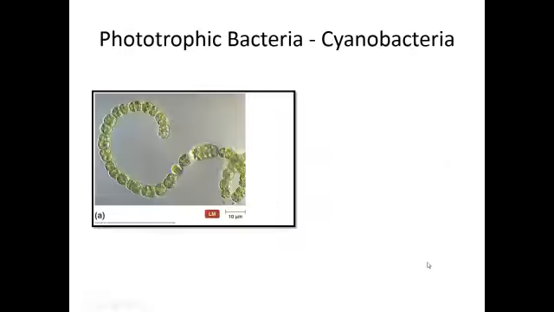Next, let's move on to the cyanobacteria. They undergo oxygenic photosynthesis, or photosynthesis that releases oxygen. Now, from geological records, the cyanobacteria are credited with changing our atmosphere from a reducing atmosphere to an oxygen-containing atmosphere, of which we are breathing today. And they used to be called blue-green algae.